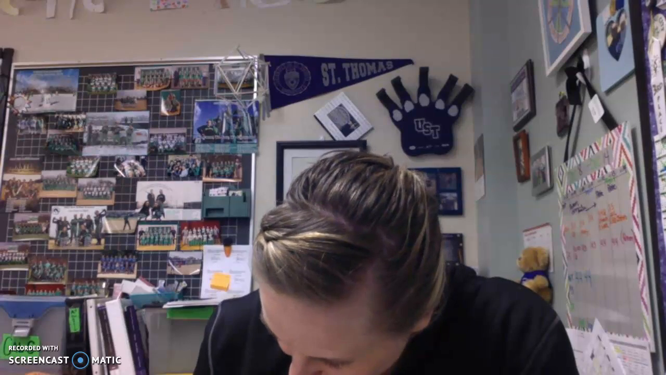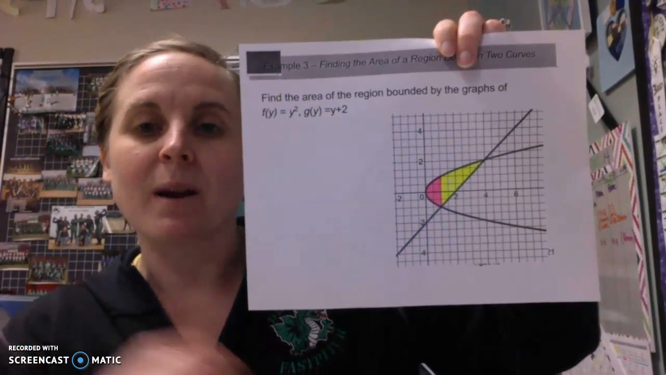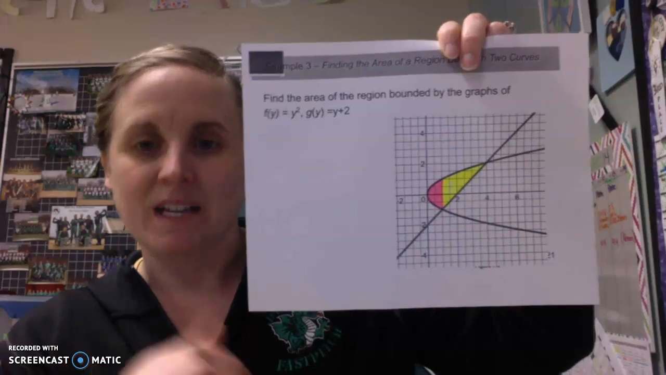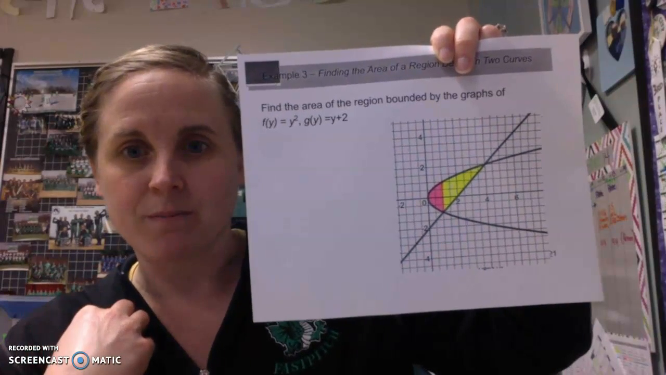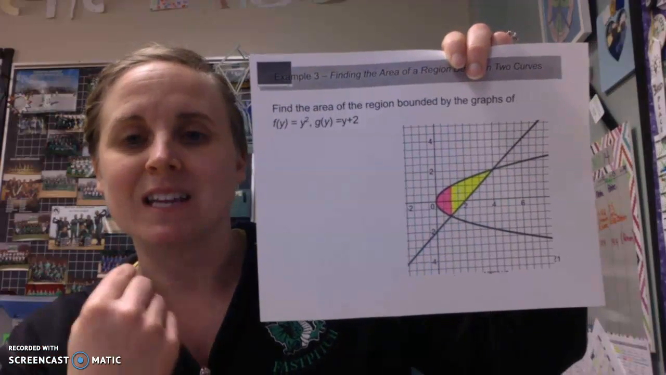Then we would add on to that section the yellow piece, which the top curve is still the square root of x, and then we're going to minus away x minus 2, the linear function. So we would have to do two separate integrals with two separate bounds to get this area.